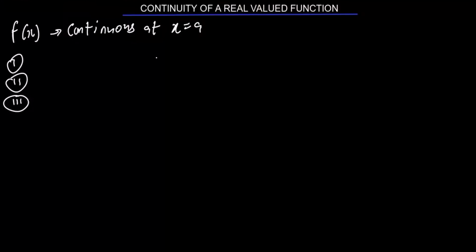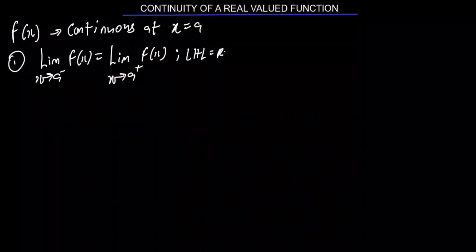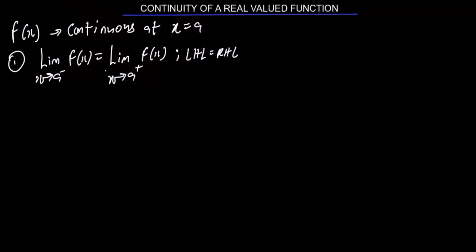Number one, the left hand limit must be equal to the right hand limit. What am I saying? The limit as x tends to a from the left of f of x must be equal to the limit as x tends to a from the right of f of x. This is the meaning. The left hand limit must be equal to the right hand limit. Now, this is a necessary condition, but it is not sufficient.